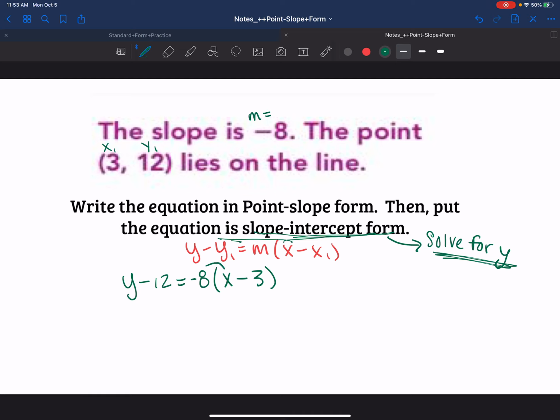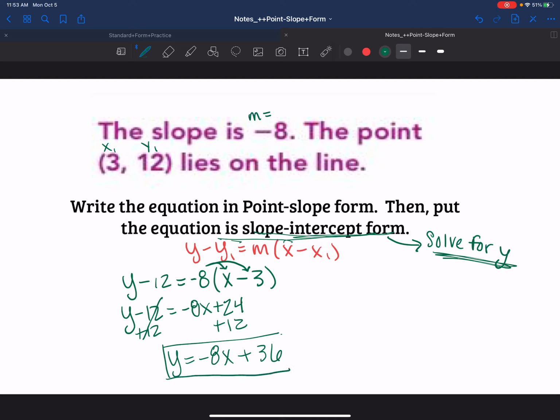The first thing I want to do is distribute this -8 on the right side. So when I distribute, remember I'm multiplying. -8 times x gives me -8x. -8 times -3 gives me plus 24. And then my last step is to add 12 to both sides. And that gives me a final answer of y equals -8x plus 36.